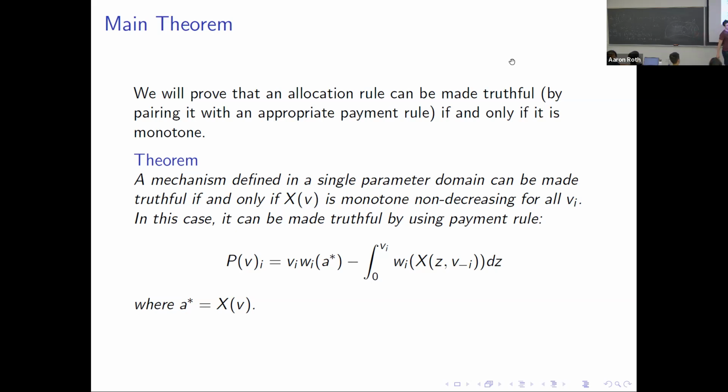Okay, so what's the payment rule? How much money do you have to pay? Well, you have to pay your value for the alternative chosen. That's what this is, right? Vi, your value, times your public value summarization function evaluated at the alternative chosen, minus this integral over all bids lower than yours, all bids between 0 and what you actually bid, 0 and Vi, of what your public value summarization function would have been had you bid this lower value Z.